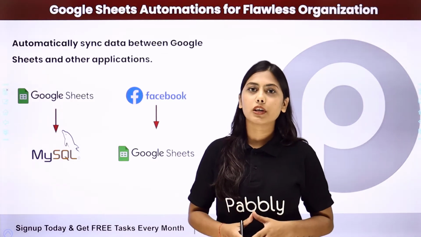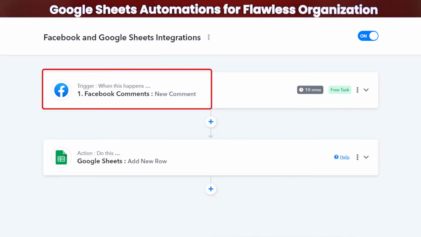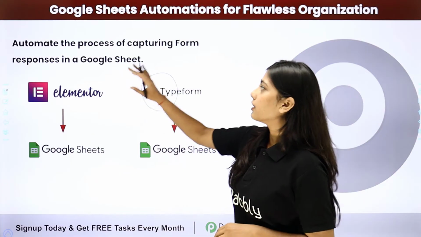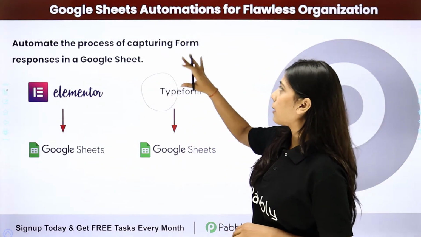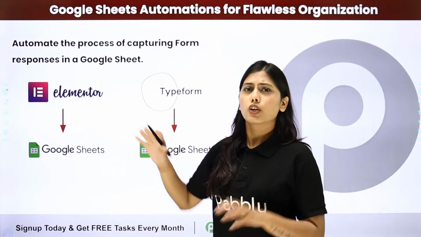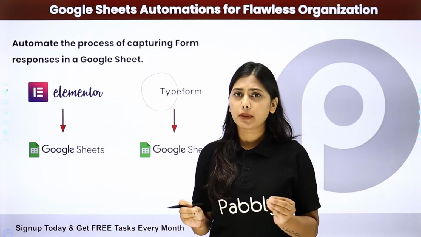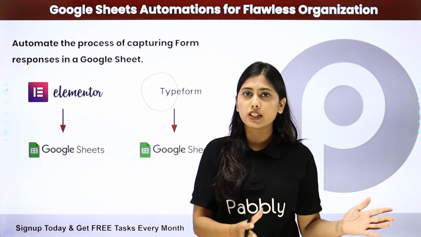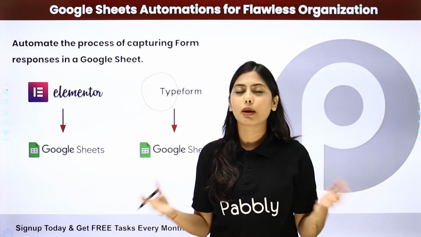For example, this automation where you can take all the Facebook comments and store them in Google Sheets by integrating these two applications. Then you can automate the process of capturing form responses in Google Sheets. So if you're using many form builder applications to collect your data, then you can take all those submissions to Google Sheet and store there so that you can sort them out very easily.